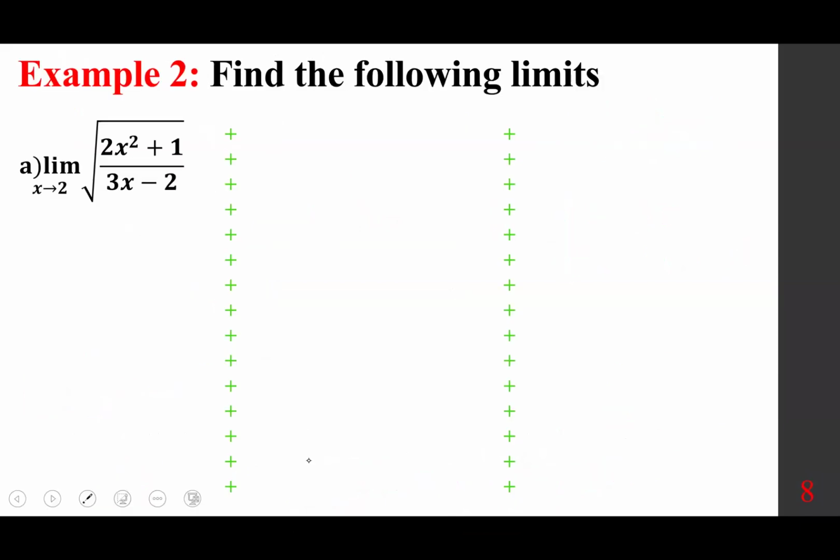Let's look at these limits we want to find algebraically. So all you have to do for the first one, just plug in. Can anybody tell me what happens when we plug in number 2? What do you get? Anyone? Anyone has the answer for us when we plug in?